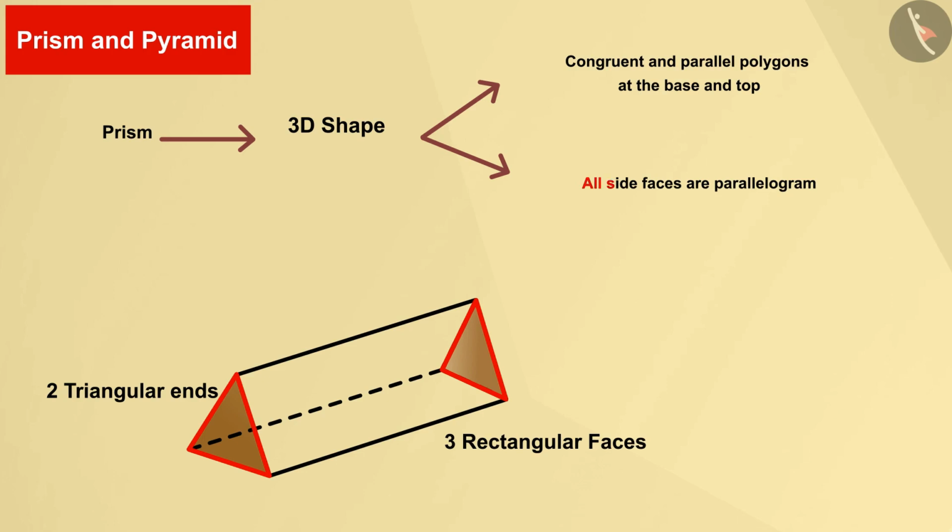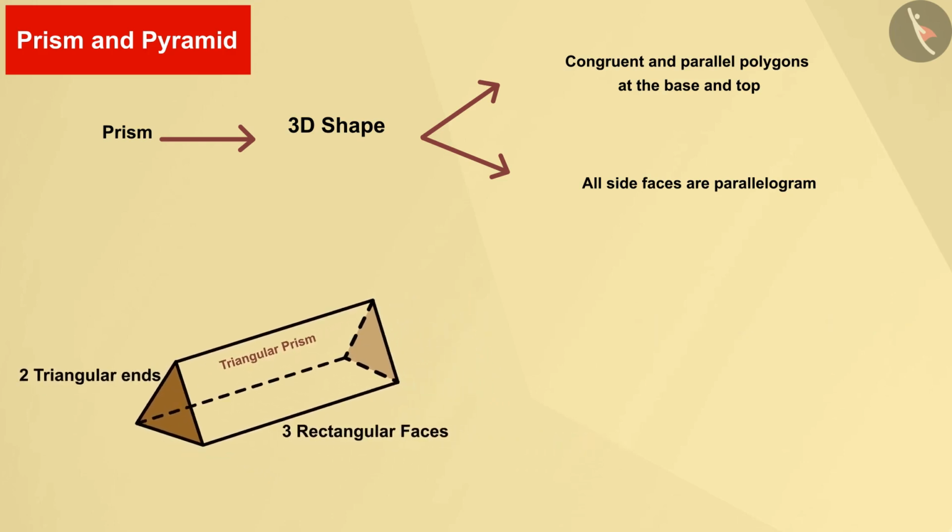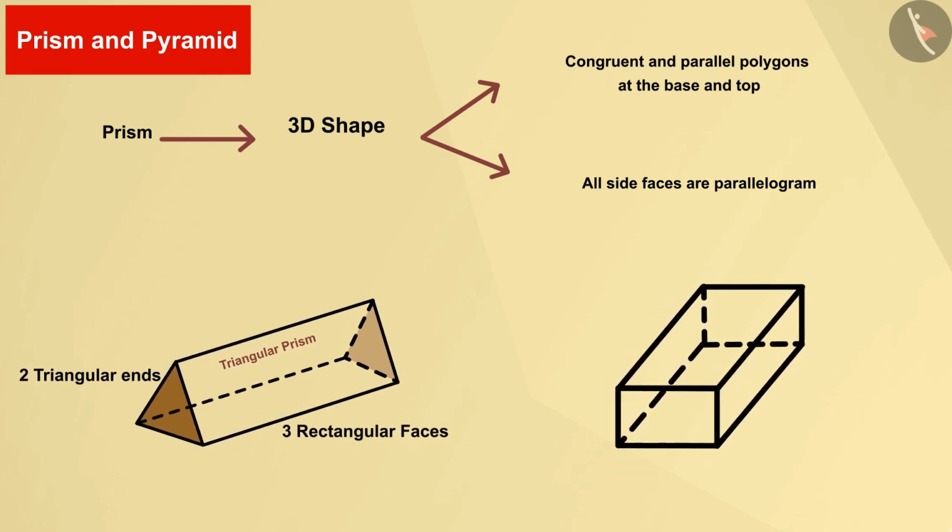Also, by definition, we know that all side faces are parallelograms. Side faces in this figure are parallelograms. That's why it is a triangular prism. Here is another three-dimensional shape.